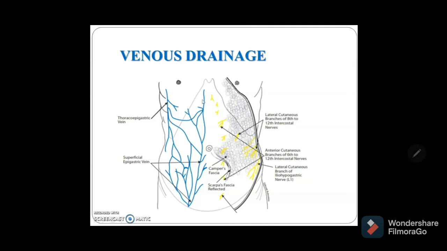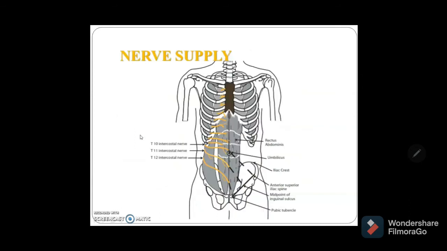And I told you the umbilicus forms the watershed line. It forms the watershed line dividing the neurovascular supply above and below. So these veins correspond with the arteries, and you can also see the ventral rami of the lower 6 thoracic nerves and first lumbar nerve. So this is the nerve supply of the anterior abdominal wall.